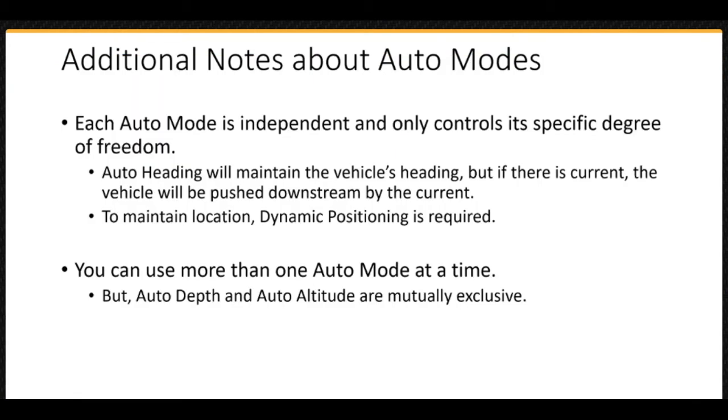Additional notes about auto modes. Each auto mode is independent and only controls its specific degree of freedom. Auto heading will maintain the vehicle's heading, but if there is current, the vehicle will be pushed downstream by the current. To maintain location, dynamic positioning is required. You can use more than one auto mode at a time, but auto depth and auto altitude are mutually exclusive.